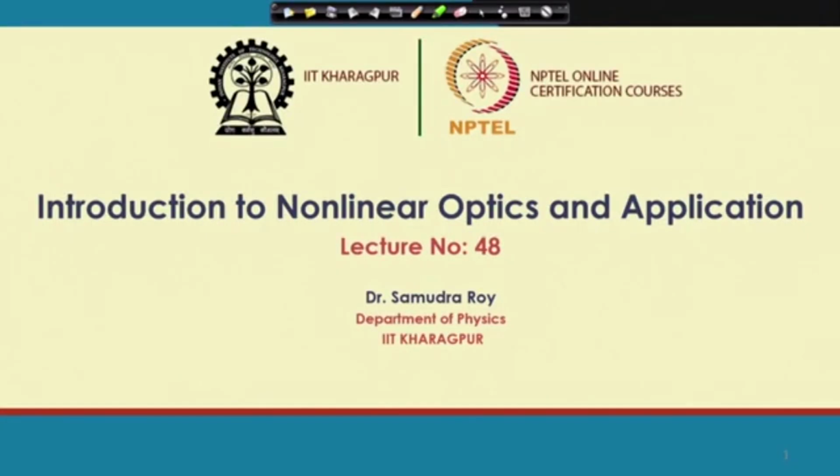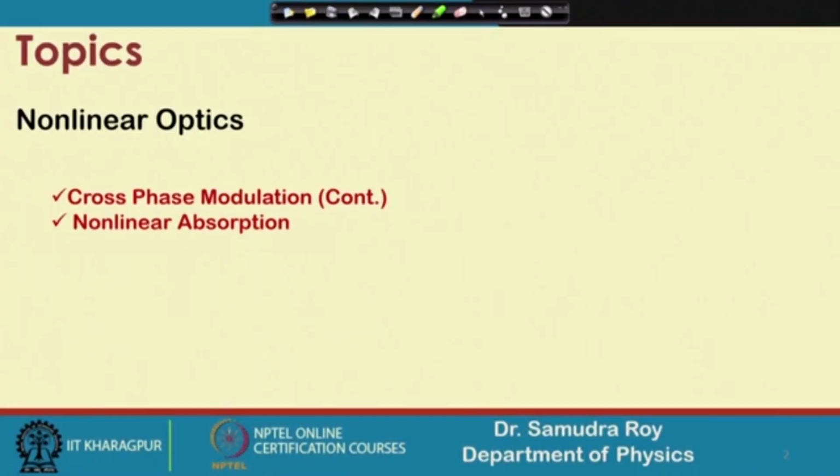Today we have lecture number 48. In the previous lecture, we started one concept called cross phase modulation, so today we are going to continue that. Cross phase modulation is a process where, if two different waves or light beams are incident on a system, then one beam will be affected by the other one and vice versa.